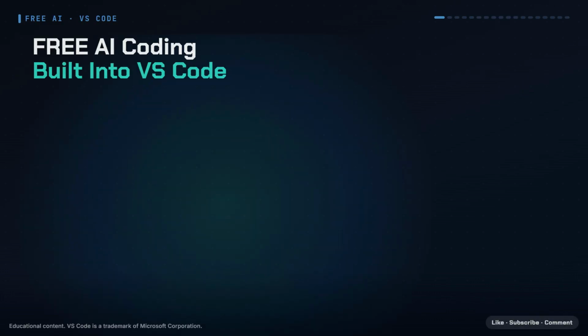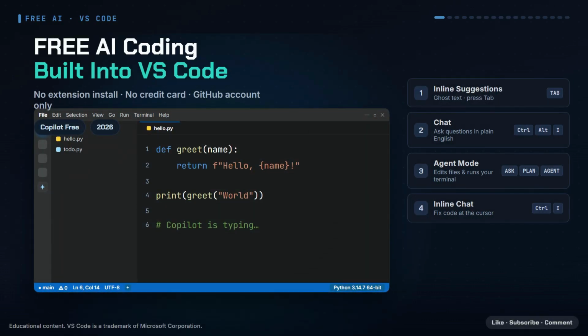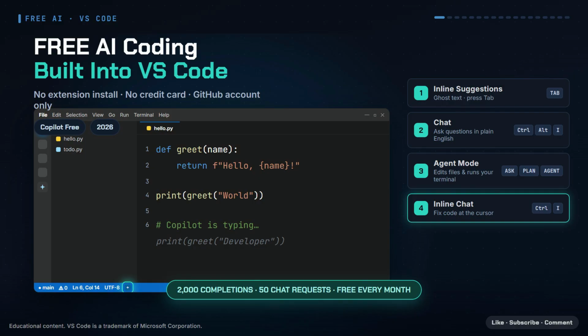Free AI coding is built right into VS Code. No extension install and no credit card. Just a GitHub account. Copilot writes code as you type, answers questions in chat, and an agent can edit files and run commands for you. 2,000 completions and 50 chats. Free every month. Let's turn it on.